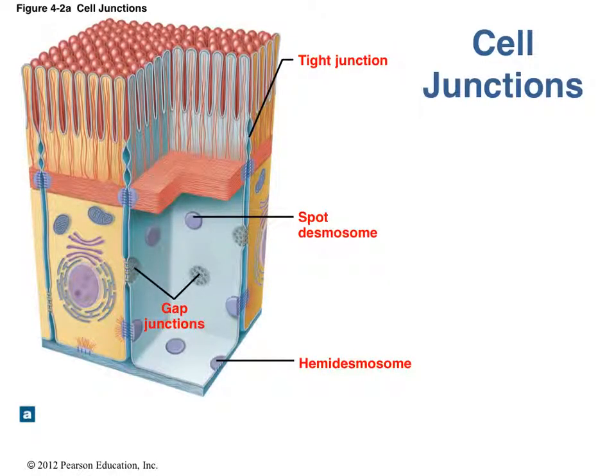There are four main types of cell junctions summarized here. You've got the tight junctions, the desmosomes, the hemidesmosomes, and the gap junctions. We'll go into each of these in a little bit more detail.